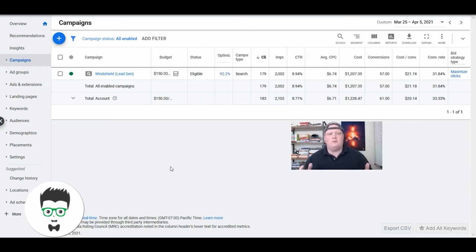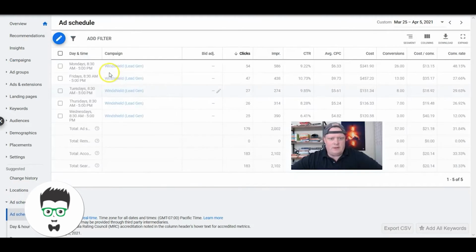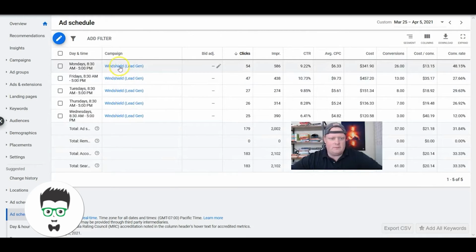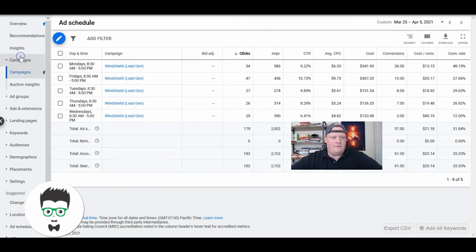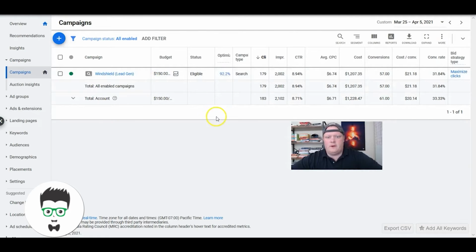So what we did was we built a campaign for them. And here we're inside of it. So this is Google Ads for windshield repair, replacement, auto glass. Right now we're budgeting 150 bucks a day. I believe we're running 5 days a week. Yep, so 8:30 to 5, and 150 bucks a day.